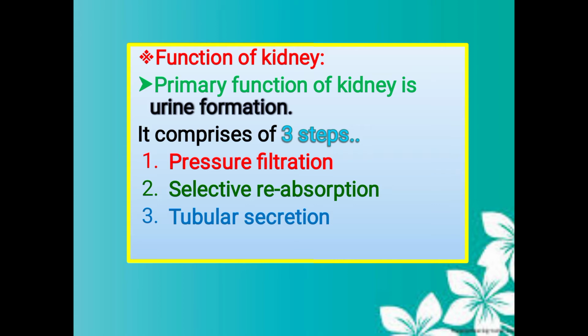Before going to discuss these three topics in detail, you must know that all of this process of urine formation happens in the parts of the nephron, that is, the renal tubule and renal corpuscle. So what is a nephron? The nephron is the structural and functional unit of the kidney.